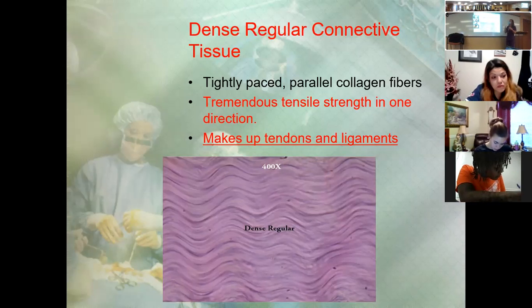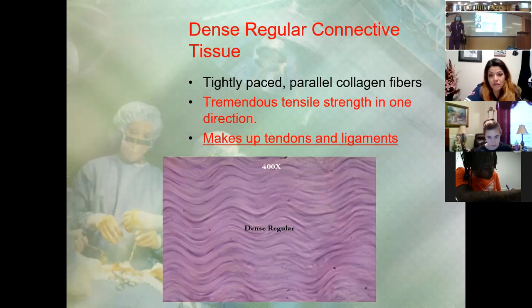We have tremendous what's called tensile strength, meaning that it will resist pulling. If I only have one rubber band, it's very easy to pull. But if I get 100 rubber bands, suddenly now I have increased that strength. So that's what we're talking about. And when we say it's regular, it means that they're all going in the same direction. So tendons and ligaments.